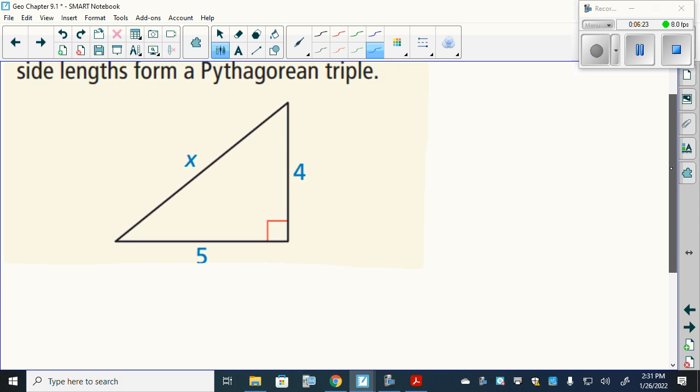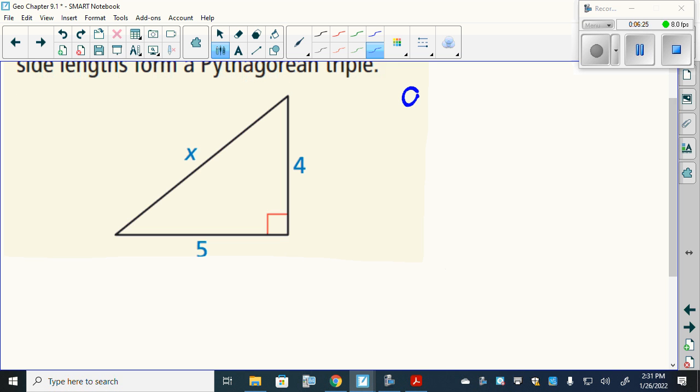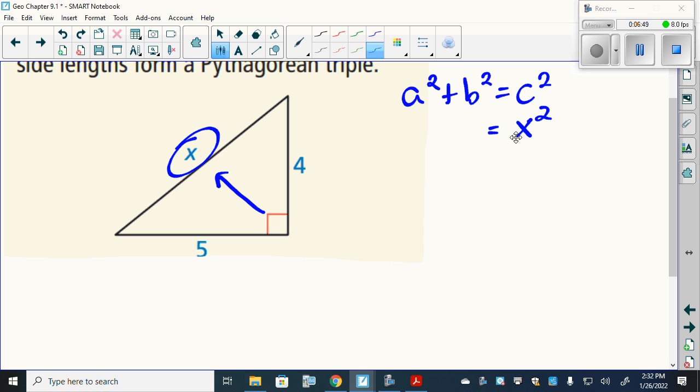So looking at this one here, we are going to be using the Pythagorean theorem, a squared plus b squared equals c squared. Since we do have a right triangle, we can use it to find the missing side length. Now we do need to know which one is going to be the hypotenuse. X, because again, it is opposite the right angle. So our c is going to be the x squared again, which means 5 and 4 are the values of a and b.